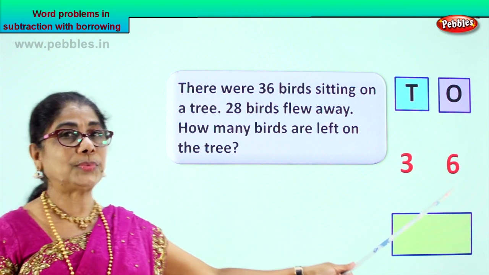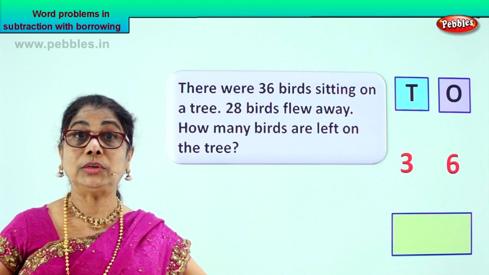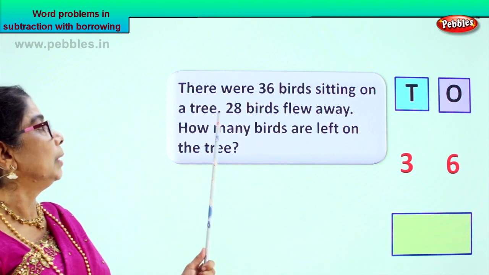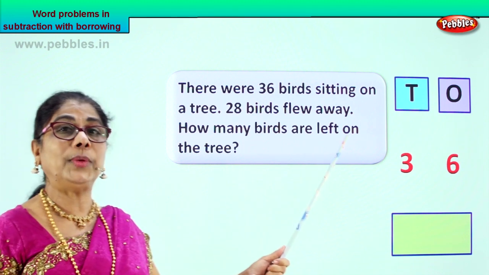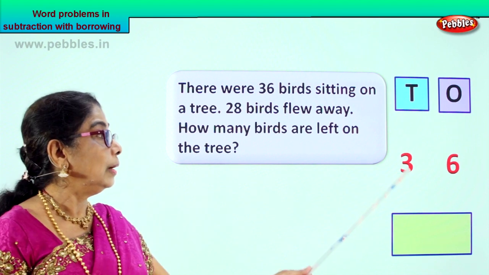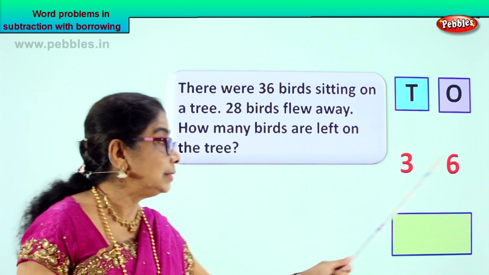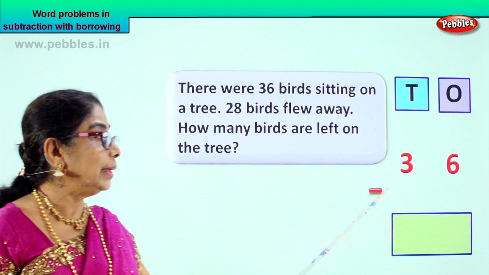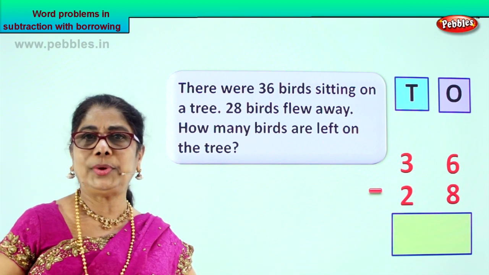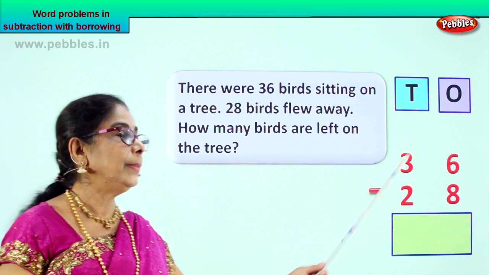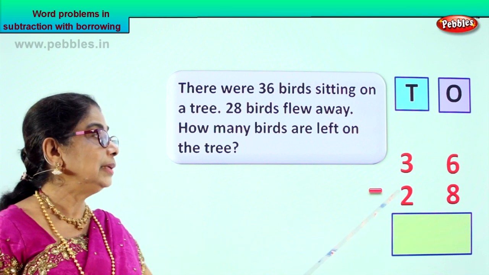3 tens, 6 ones. 36 birds in all sitting on the tree. Now, 28 birds flew away. How many birds flew away? 28. 36 minus 28. So 28 flew away. Total number of birds? 36 minus 28.